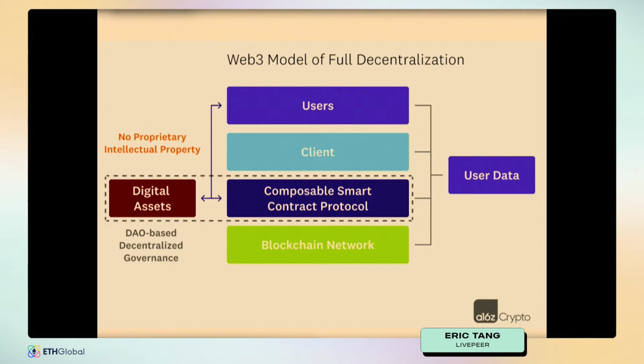In the Web3 world, we have blockchain architecture, right? So the blockchain essentially is replacing the backend database and becoming the user database, right? We have smart contracts that are also open source and composable, and that we can use to program digital assets. And on top of that, we have clients and users. So this creates a fully decentralized model of building applications where there isn't proprietary intellectual property, but the ownership and the interaction from the user data happen in an open way.